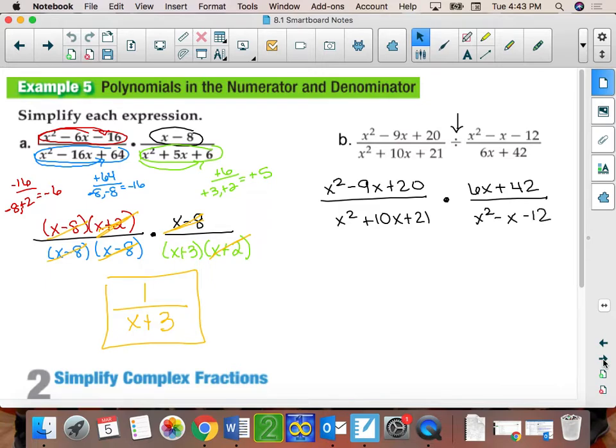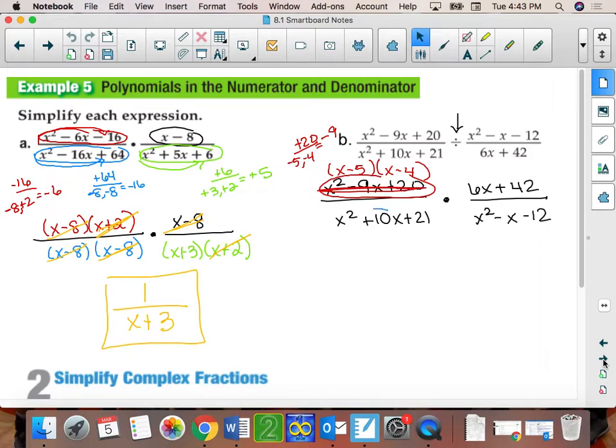Okay, and now I'm going to just go one at a time. So I'm going to start with this trinomial on top. And we're looking for factors of 20 that add to negative 9. And that's going to be negative 5 and negative 4. So in factored form, this is x minus 5 and x minus 4. So I'm going to get rid of that.